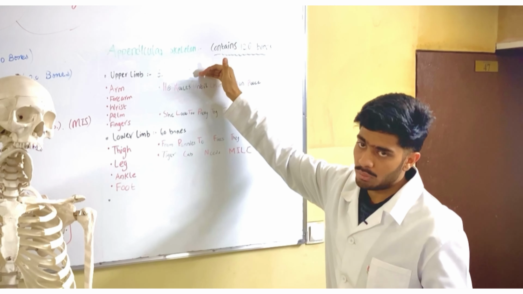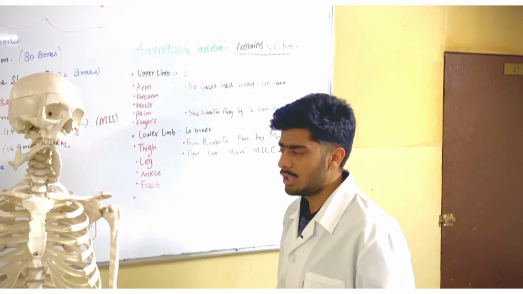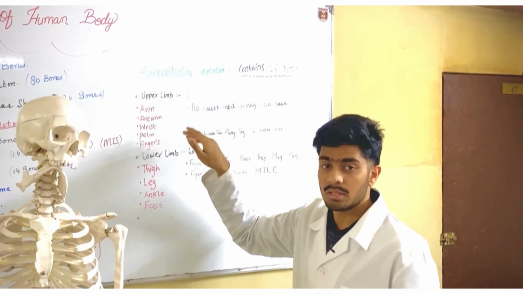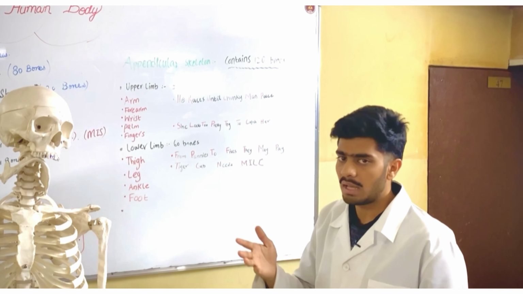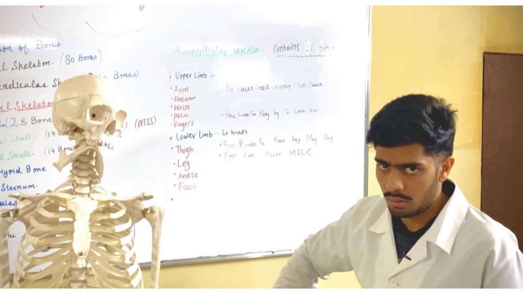The upper limb has 60 bones and the lower limb also has 60 bones. We have divided the upper limb into arm, forearm, wrist, palm and finger. These are the general terms we use in our daily life to describe the parts of the whole upper limb.